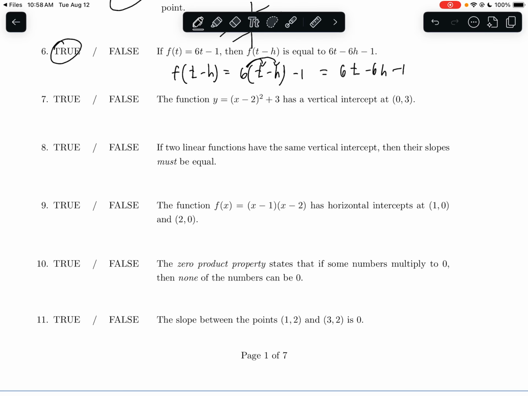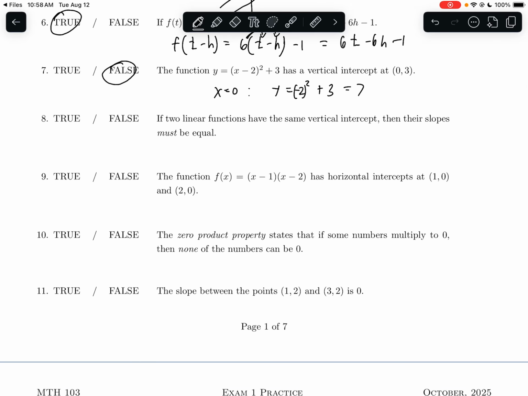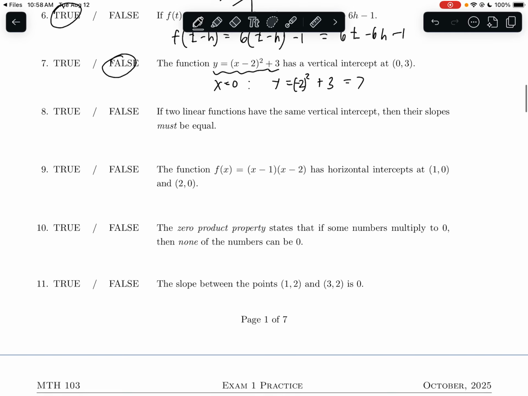Next, what is the vertical intercept of this function? This might look like it could be true, but you need to be careful because if x is 0, which is how we find vertical intercepts, then actually we end up with negative 2 squared, plus 3, so I get 7, which is not 3, so the answer is false. So be very careful. If it's in vertex form, this 3 on the end is not the vertical intercept.